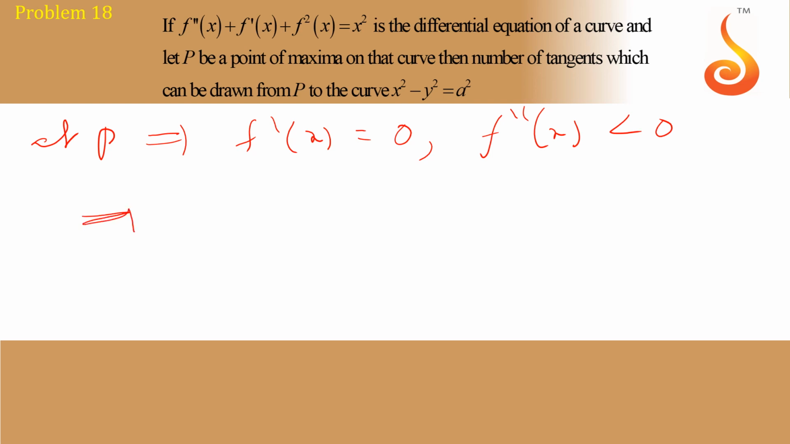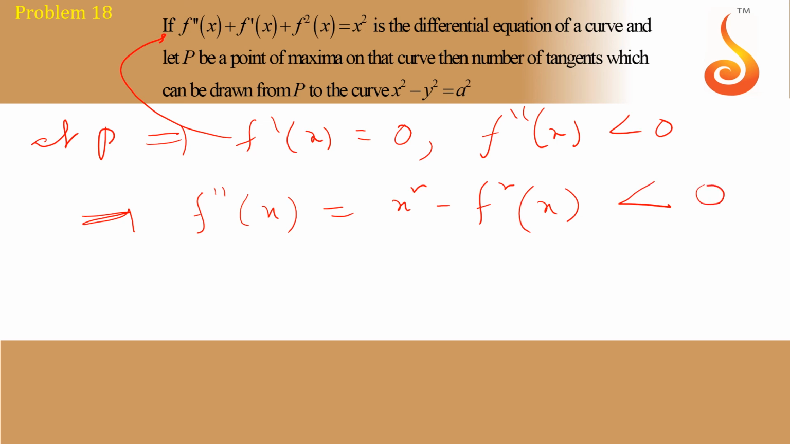Then what I can say, these conditions, if I substitute in the given things, f dash x is 0, so f double dash x is equal to how much from the given condition? x square minus f square of x should be less than 0. Now that is a condition we got. Now please observe carefully. P is a point of maxima on the curve, on this f of x curve. We got a condition for that.